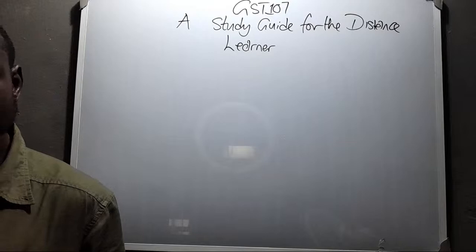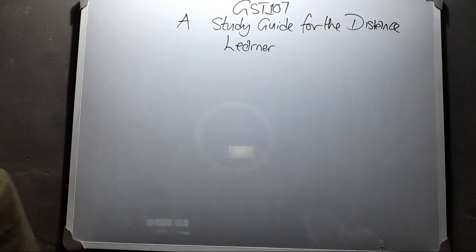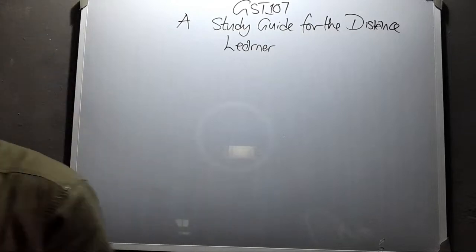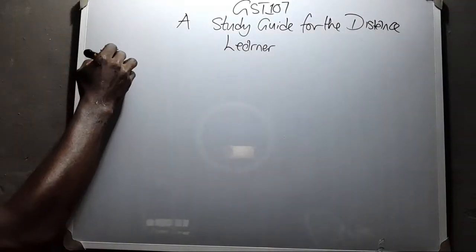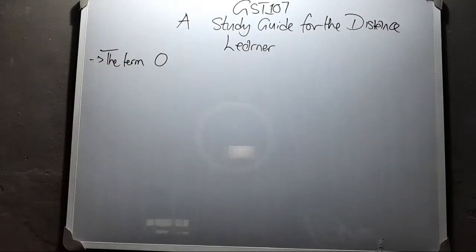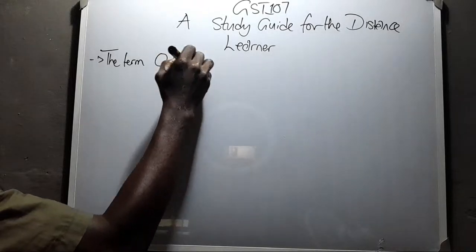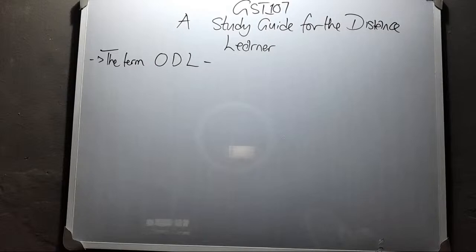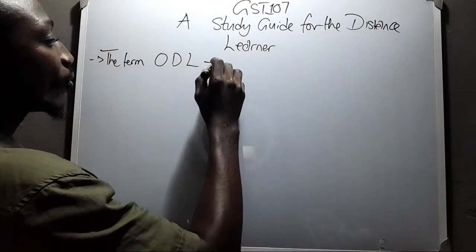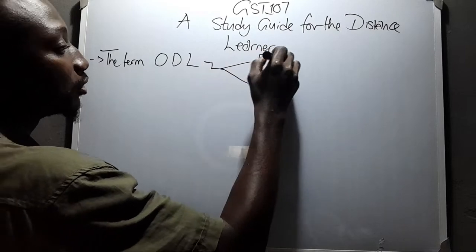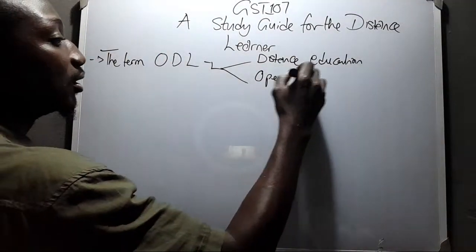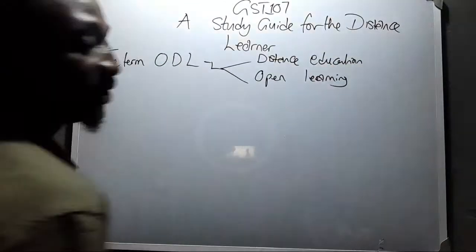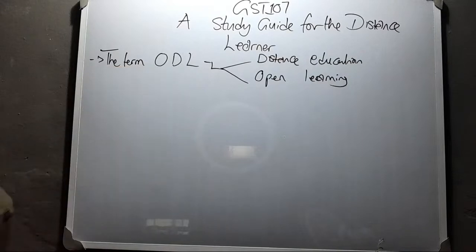So the term open and distant learning, ODL, is made up of two different concepts in education: distance education and open learning. This term is made up of those two words.